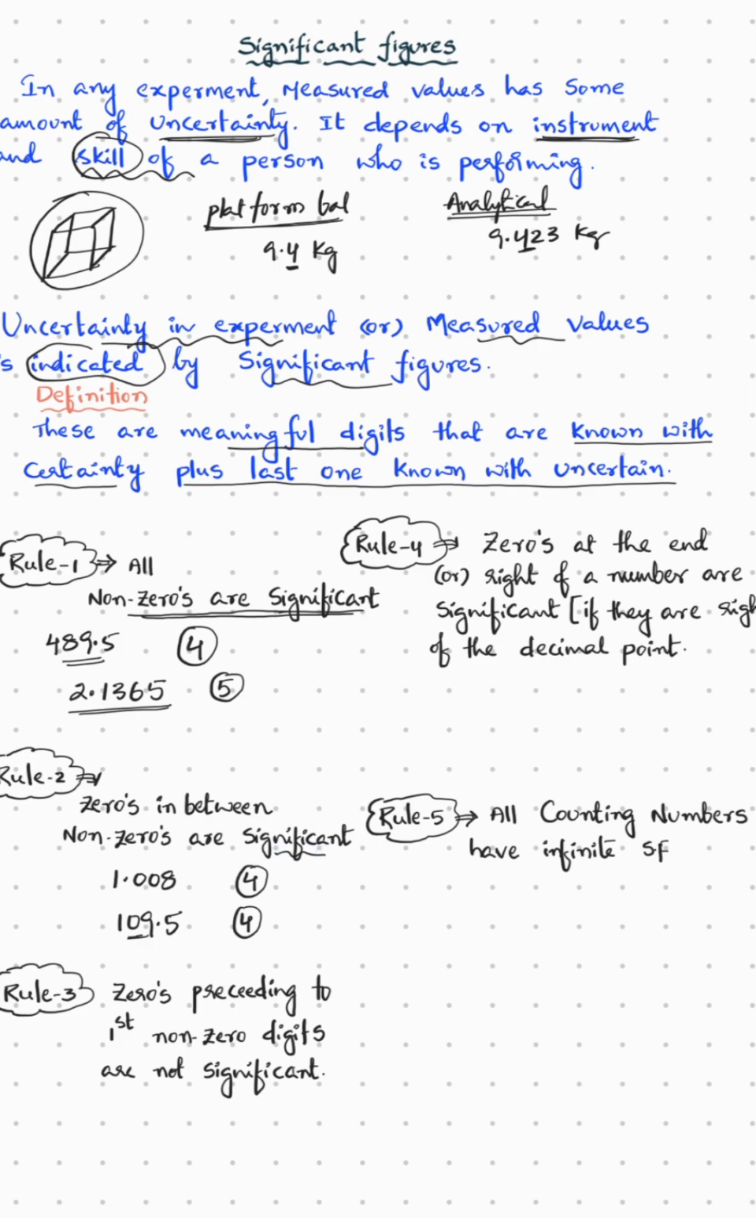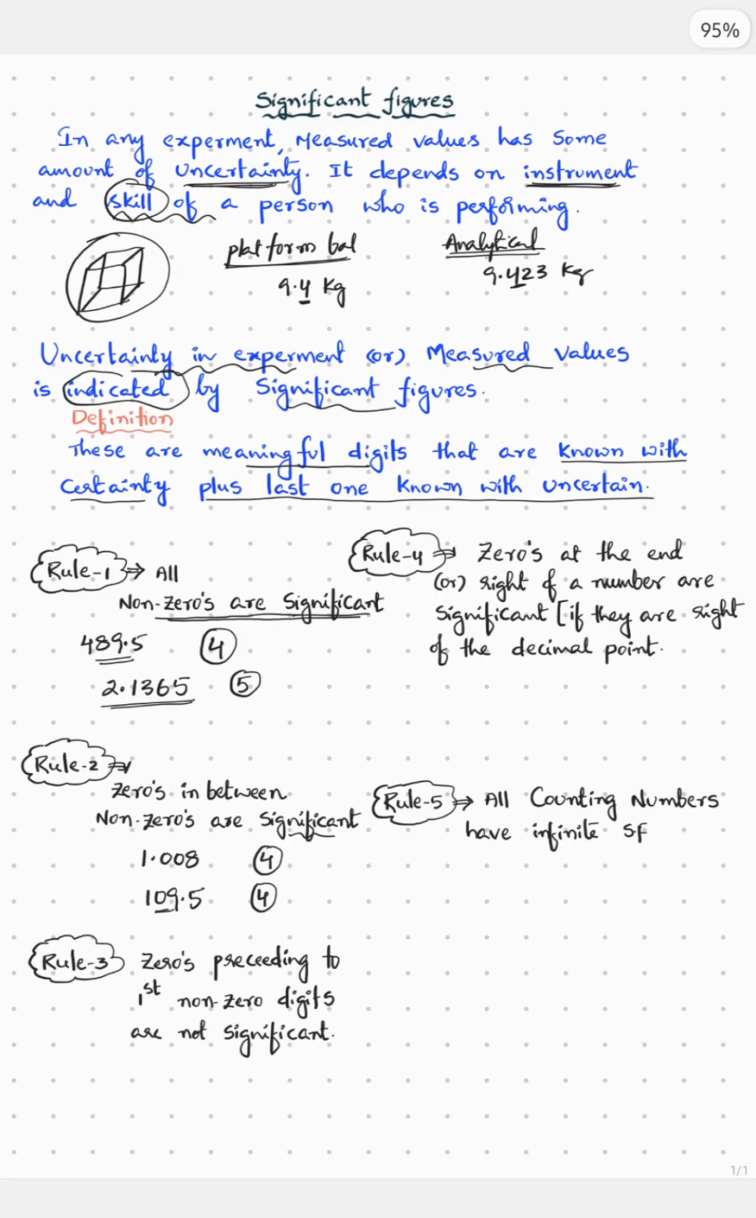Next, when it comes to rule 3, zeros preceding the first non-zero digit, like this: 0.0051. Here the number of significant figures is 2. In the same way here, 0.1, the number of significant figures is 1, right?